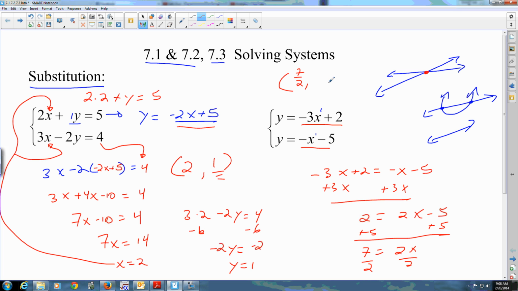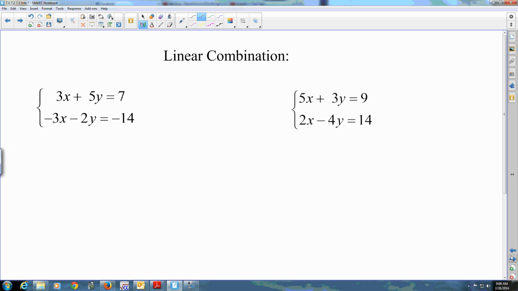Now that you know your x value, fill it back into one of the equations. Either fill it into this one or fill it into this one to find your y value. And I'll leave that up to you guys because I don't think I need to take time to do that.